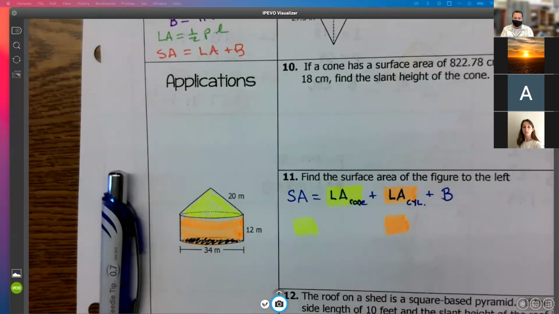Okay, you have the rest of the period to work on this packet. Submit that, and you're done for the weekend, assuming you've done your circles test.